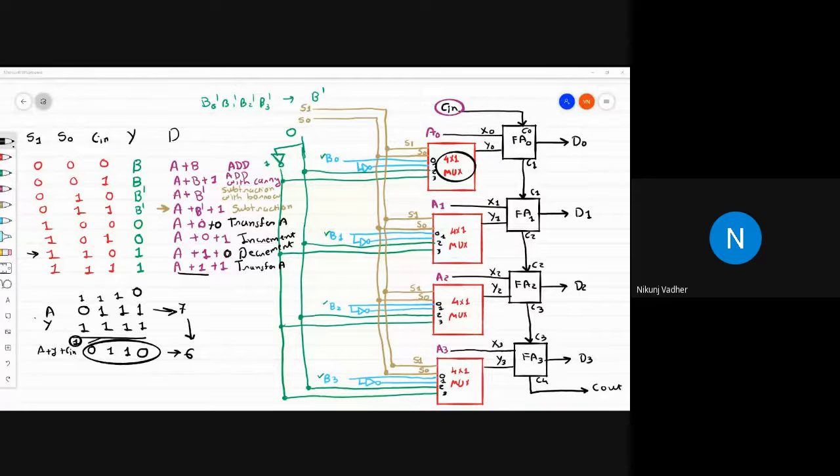Tomorrow we will be discussing logic micro operation, logic circuit, and application of logic micro operation.